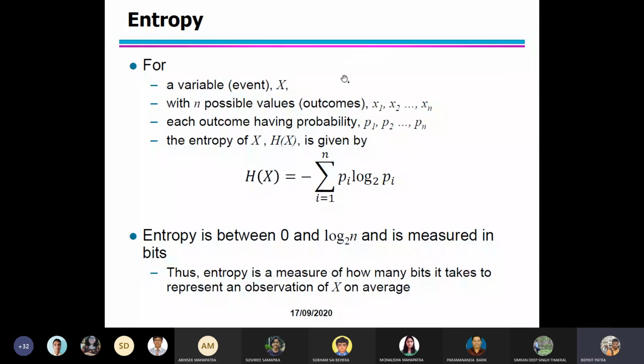Let's say we have a variable X and we have n possible outcomes. In which context are we talking about this? The context is that we are trying to find the similarity between object X and another object Y. So here variable X is nothing but an attribute. It has n possible outcomes, which means the attribute X has n different values.